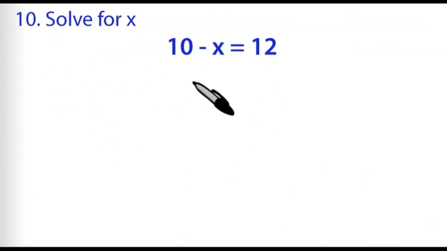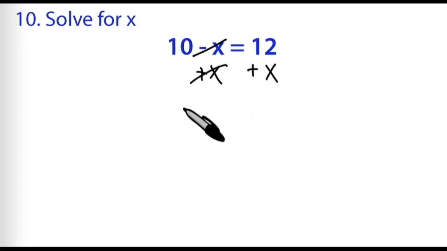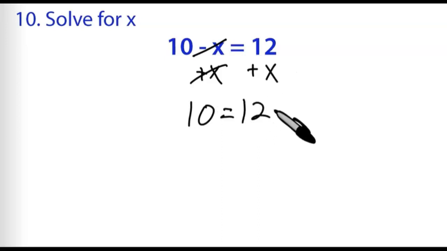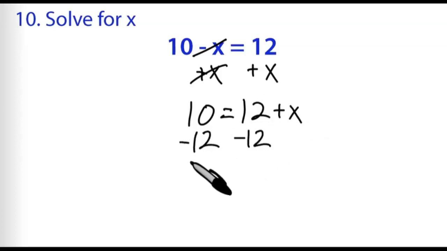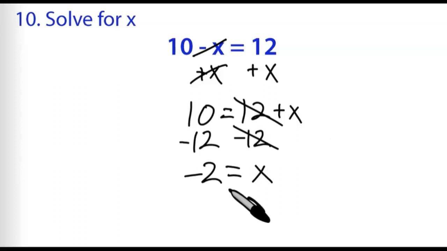For problem 10, we have 10 minus x equals 12. So we'll add x to both sides. On this side, the minus x and the plus x cancel out, leaving just 10. On this side, we have 12 plus x. So we need to get rid of this 12. So we'll subtract 12 from both sides. On this side, we have 10 minus 12, which is negative 2. And on this side, the positive 12 and the minus 12 cancel out, leaving just x. So we have negative 2 equals x, or x equals negative 2.